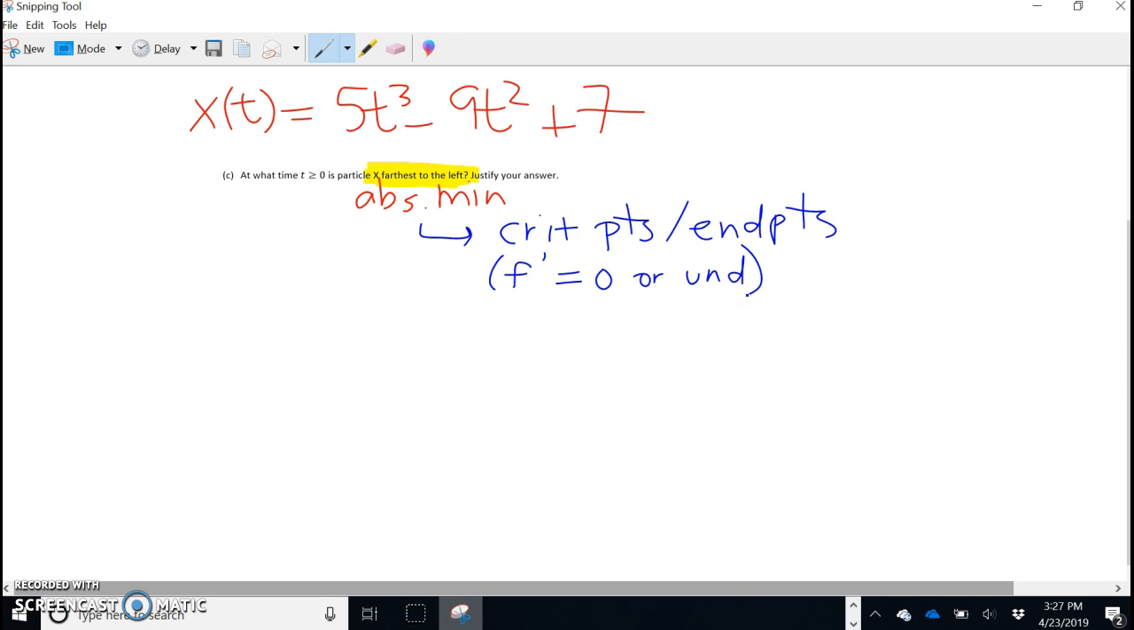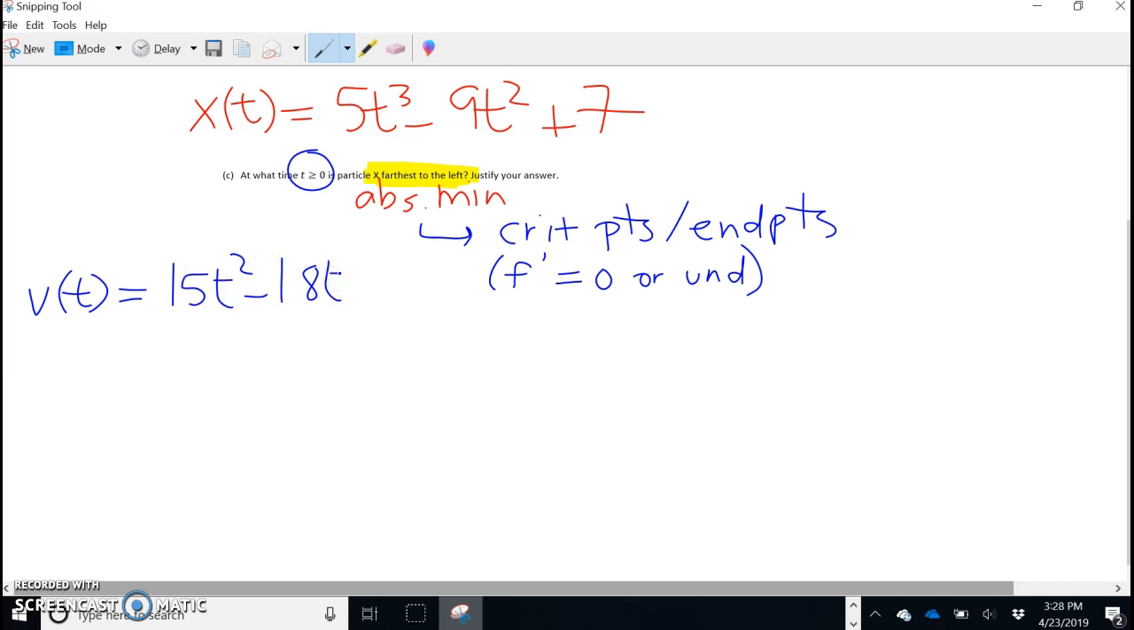In this problem, I noticed that I'm only given one endpoint, a boundary here of 0. I'm not given a maximum endpoint here, so I'm only going to have to test the value of 0. But the critical point I need to go ahead and find. So what did we decide earlier? Our derivative function here was 15t squared minus 18t.